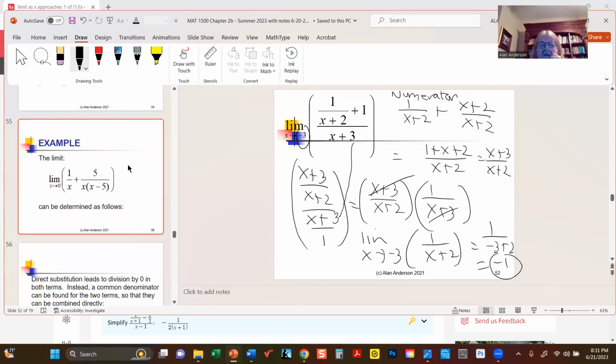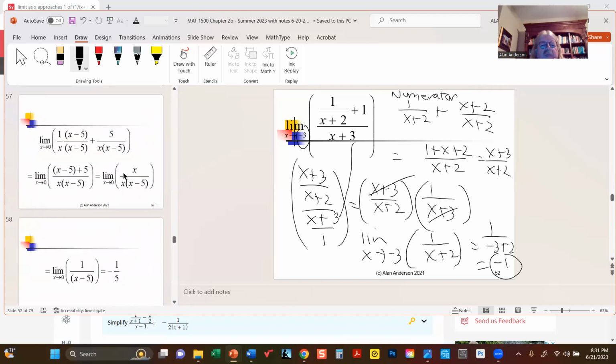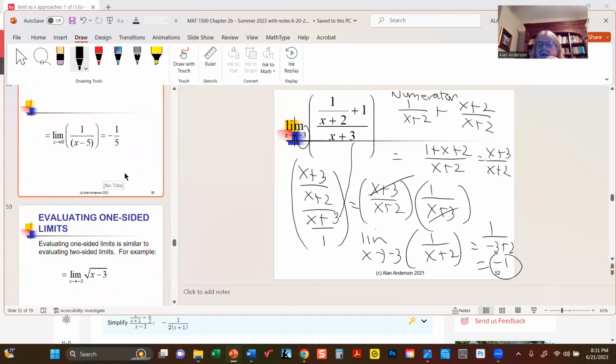Now, okay, there's one more example here. And then what we're going to do is we're going to start considering the idea of evaluating what are called one-sided limits. In other words, sometimes we only need to know what the limit is as we approach from one direction or the other. It's not always the case that we need a two-sided limit. It depends on what situation we find ourselves in. For example, it may be that only one of the two makes sense because of the application that we're looking at, but it is possible to evaluate a one-sided limit. But before we do that, we have one more example.